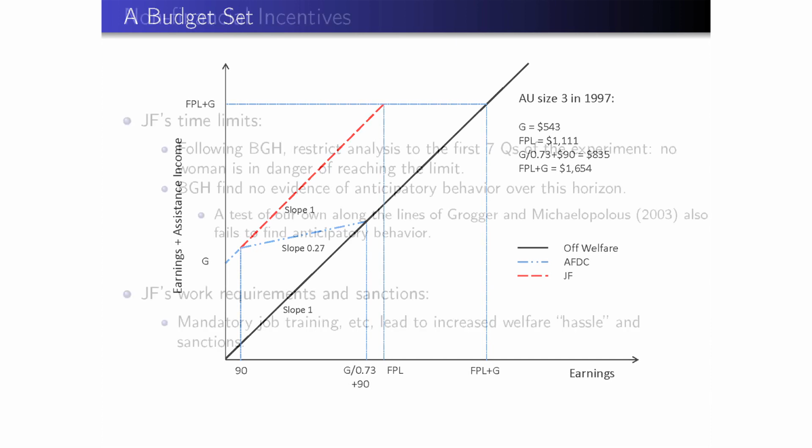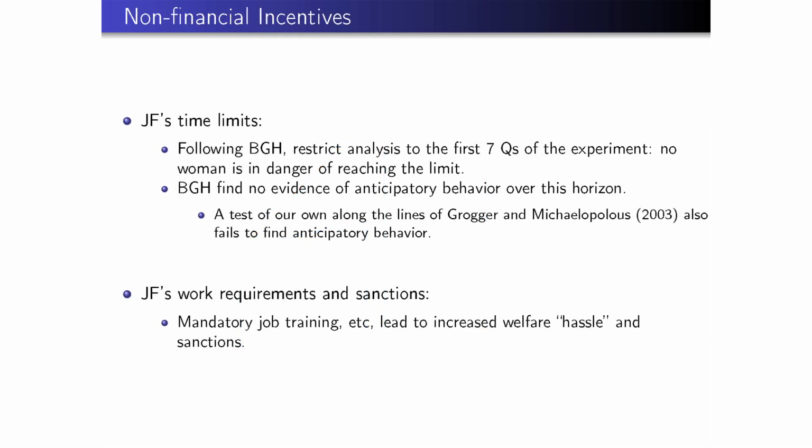There are also non-financial incentives. One is a time limit. I'm going to ignore that today. We do some tests for anticipatory behavior. We don't find anything along those lines. But that doesn't mean that people are totally myopic. I'm going to pretend they're myopic. It's interesting to think about how to build a dynamic version of the arguments that I'm going to use today, but that's for future work.